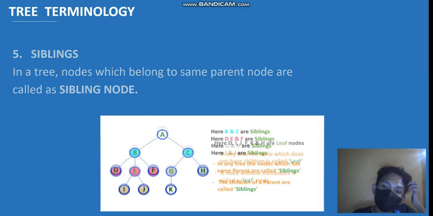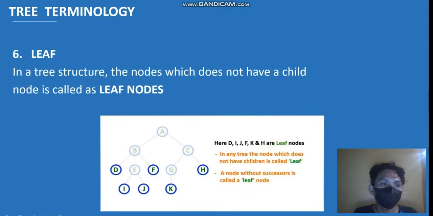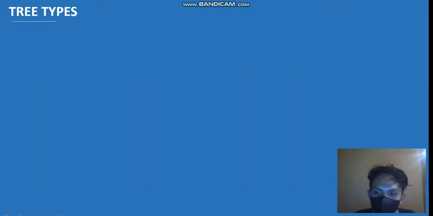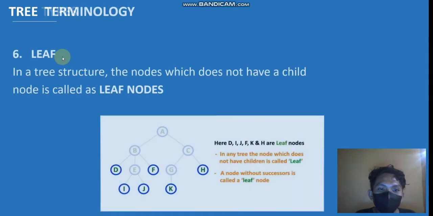So next, leaf. In a tree structure, the nodes which do not have a child are called leaf nodes. As you can see here, D, F, I, and J have no children and are the last nodes, which can be called leaf nodes. H has no children and must be called a leaf node. Exactly the same as K, which has no children and can be called a leaf node.